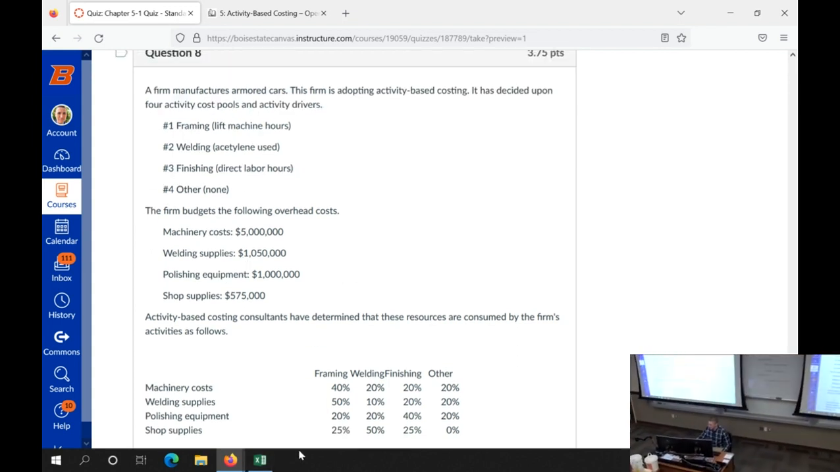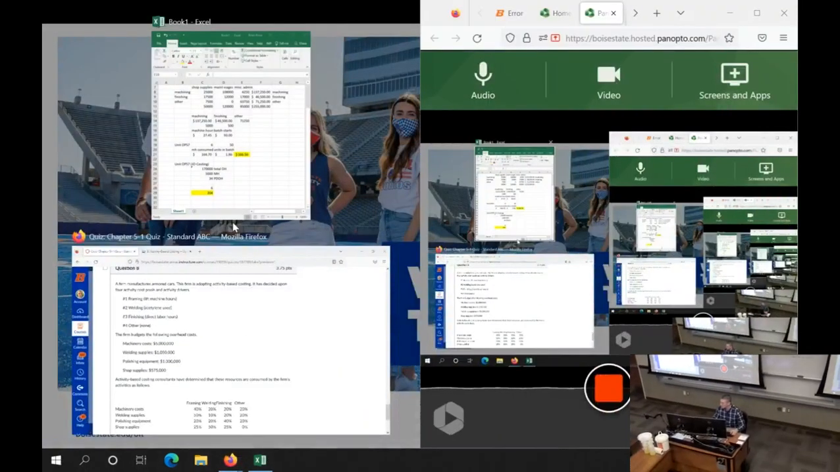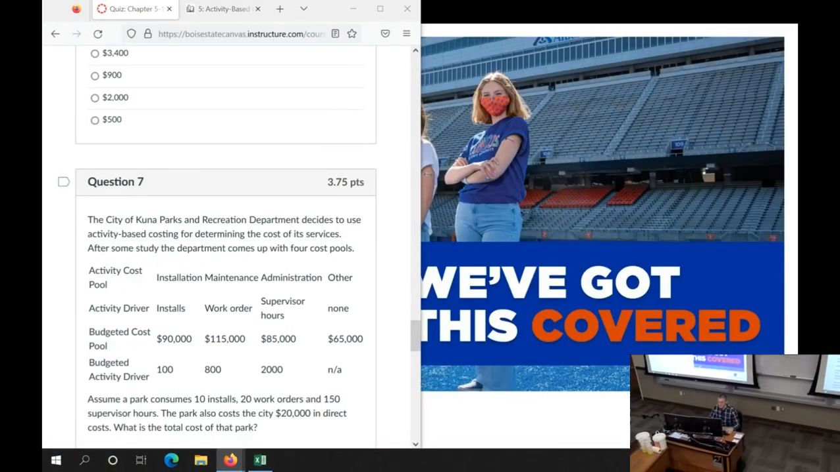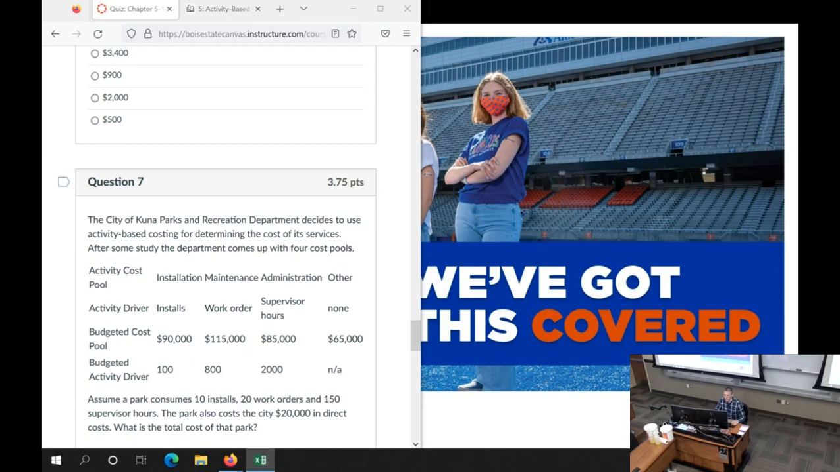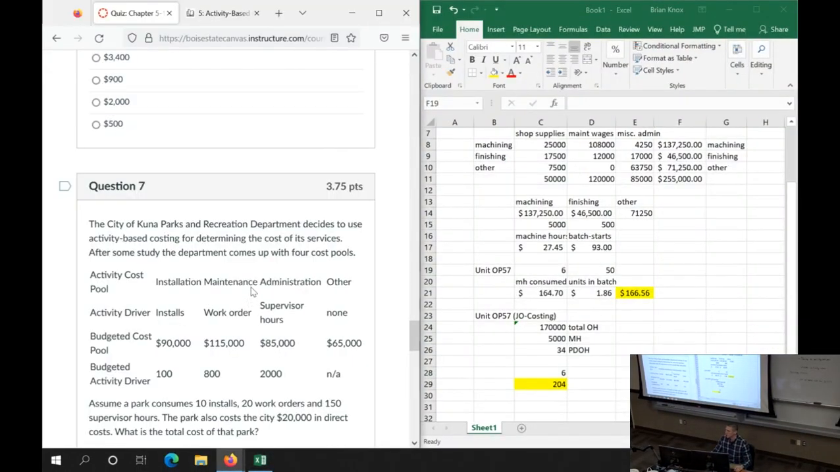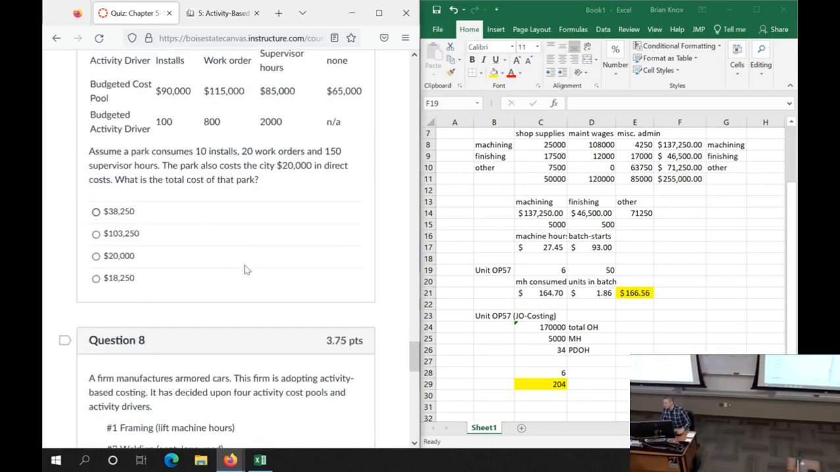A firm manufactures armored cars. I want this over there. Oh, wow. We almost entered an infinite regress there, watching ourselves watch ourselves. And go back down to it.